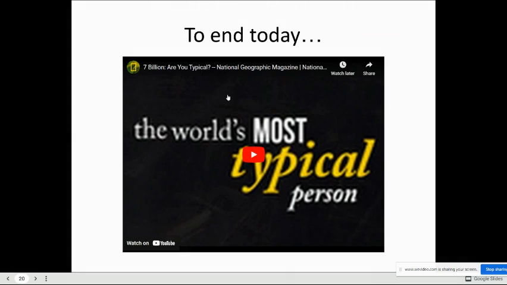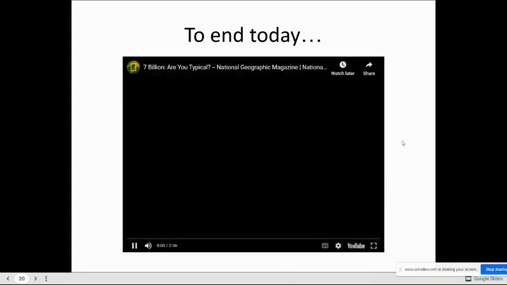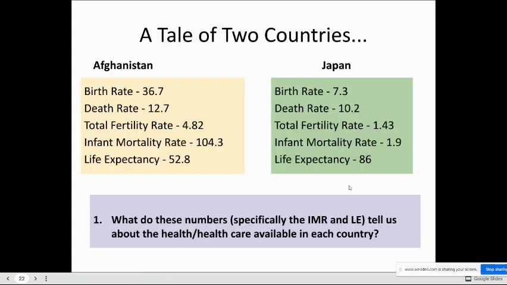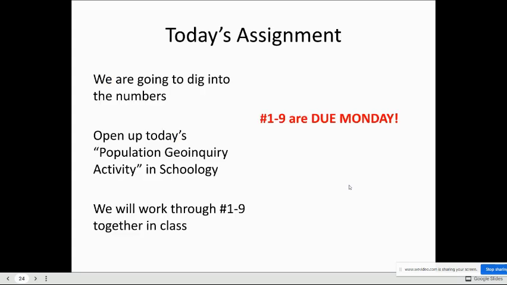Okay, to end today, there's a quick other little video, so please watch that. So why do we care about this? The numbers look different from country to country, and that can tell us much more about how many people there are in a country. Here are some examples of numbers.